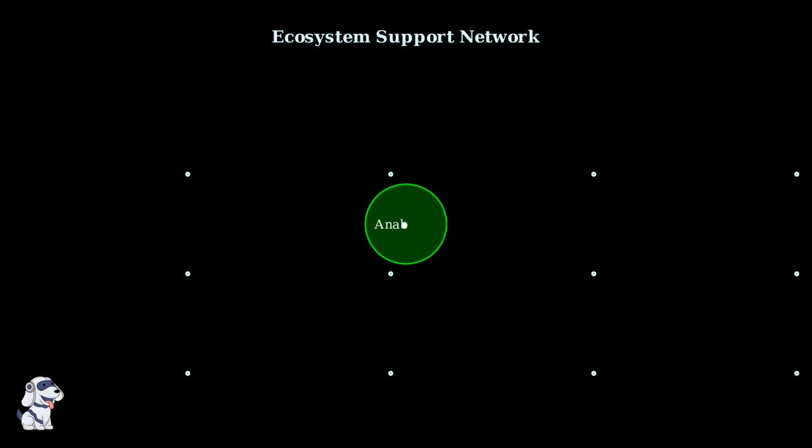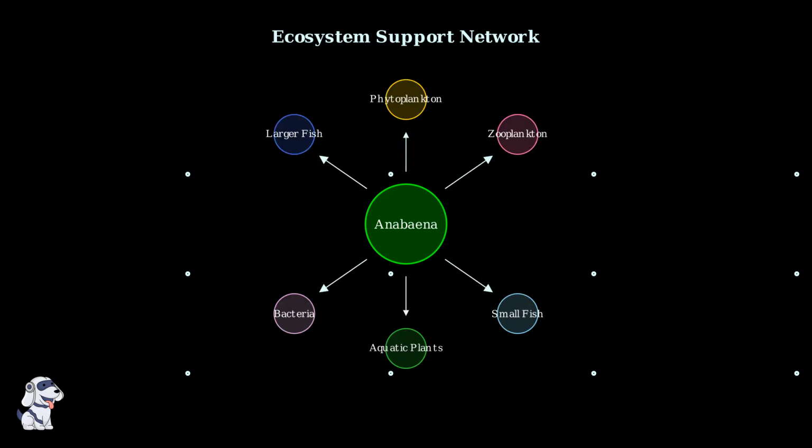Anabaena supports multiple levels of the ecosystem. By fixing nitrogen, it enables phytoplankton growth, which feeds zooplankton. This creates a cascade effect supporting fish, aquatic plants, and beneficial bacteria throughout the food web.